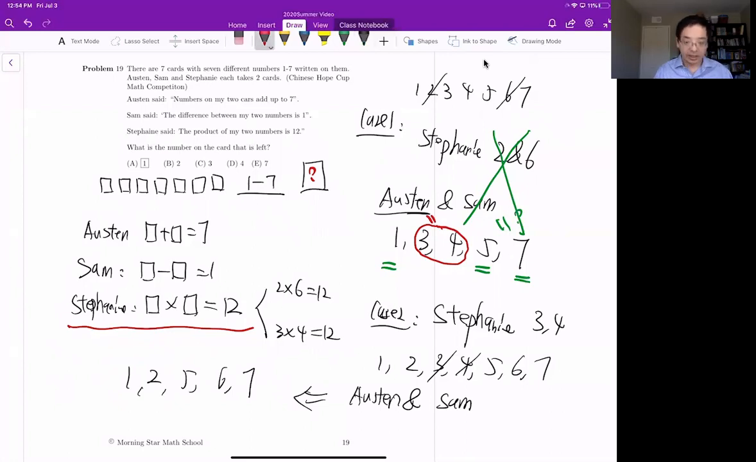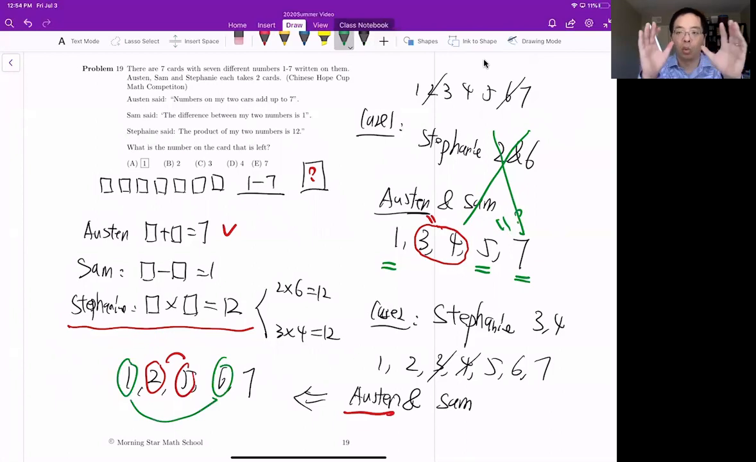Again, you look at different scenarios because for Austin, you have to add up to 7. For add up to 7, either you have 2 and 5, so that's one case, or you can do 1, 6, another case. But if you do 1, 6, what is left is 2, 5, 7, and you cannot find 2 such that the difference is 1. So this is impossible. The only valid case is 2 and 5.